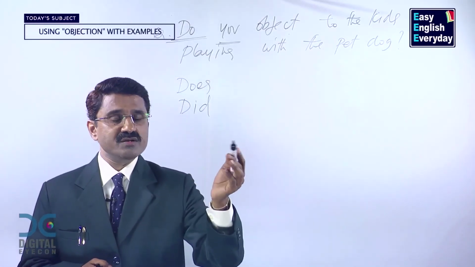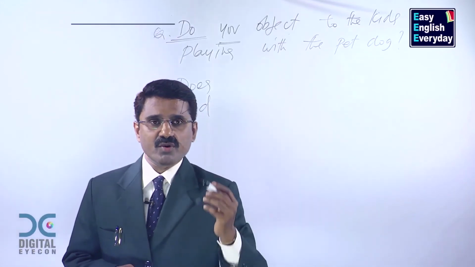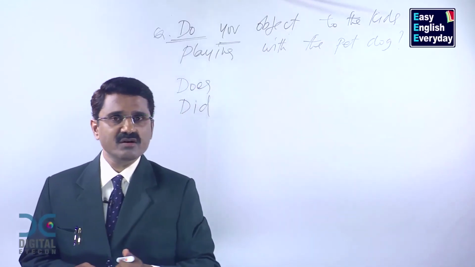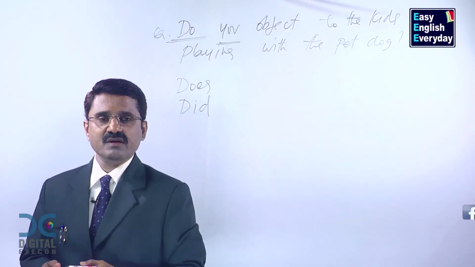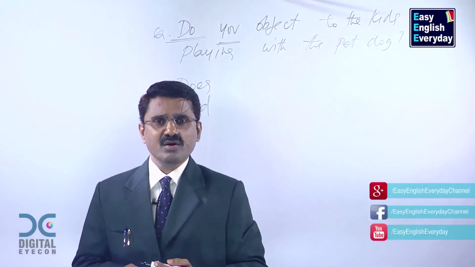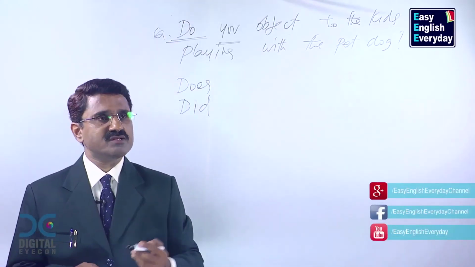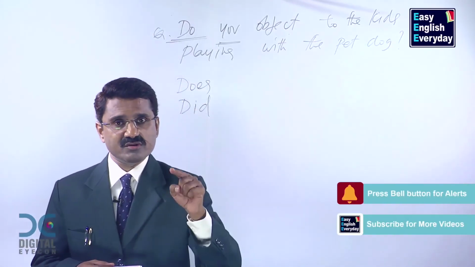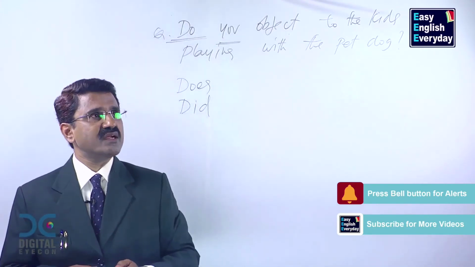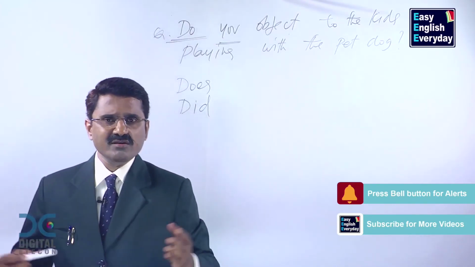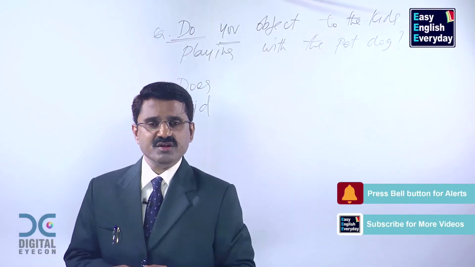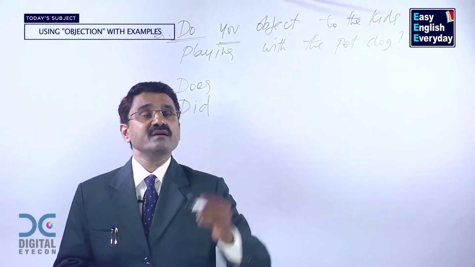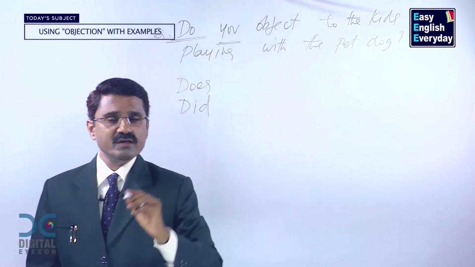Will you object? Should I object? You can use it with modal auxiliaries also. Will you object to the kids playing with the pet dog? Yes, I will object. No, I won't object. Should I object to the kids playing with the pet dog? Yes, you should. You must object. No, you need not object. You should not object. You don't have to object to the kids playing with the pet dog. Let them play. This is the way of framing auxiliary questions.